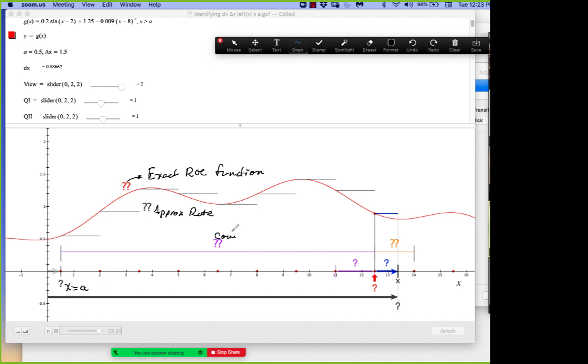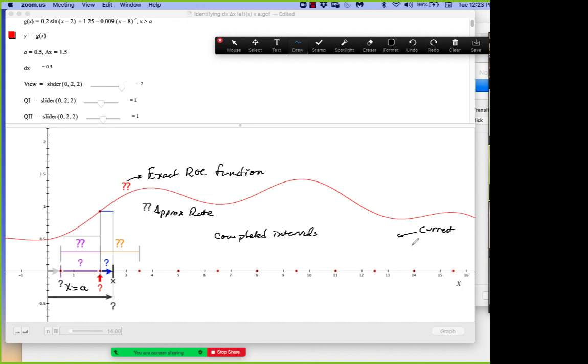And what about the yellow double? Current interval. That's the current interval, right? Current interval is the gold double. So I think we got all the double question marks. We got the exact rate of change function. We've got this emerging approximate rate function. We got our completed intervals, which is this purple, and then the gold is the current interval.